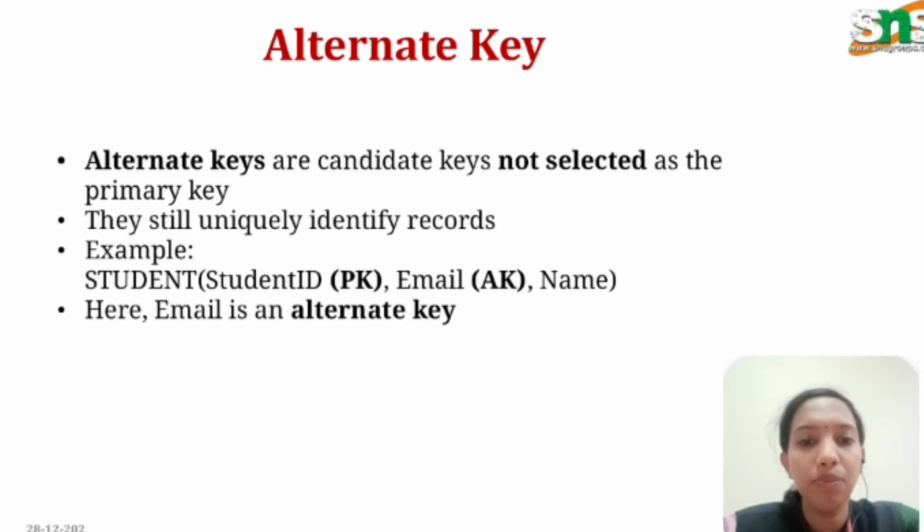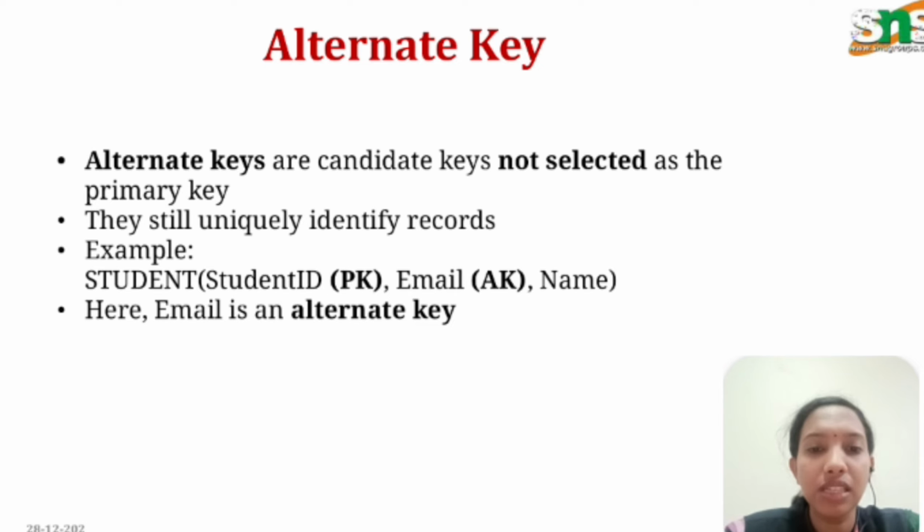Then the alternate key is a candidate key not selected as the primary key. They still uniquely identify records. Example, here student id is the primary key, and email is the alternate key. Here email is the alternate key.